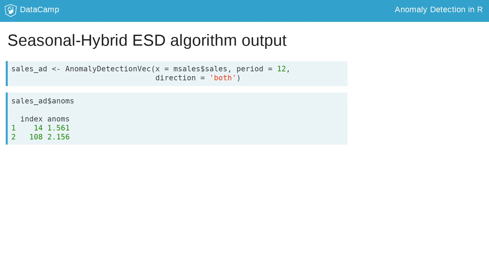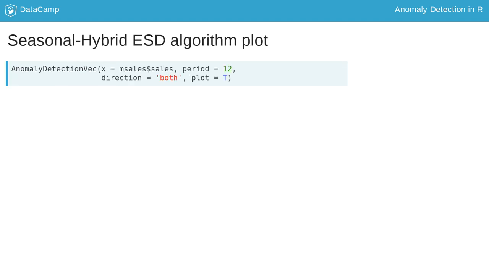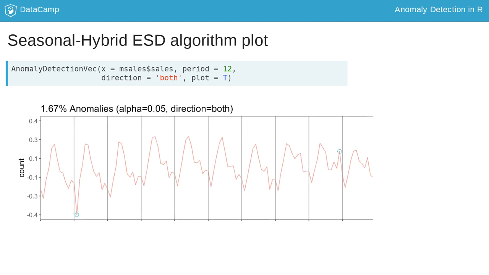Here, the data frame contains details of two anomalies that have been identified. The first of these is in row 14 of the msales data, with a revenue of $1.561 million. Finally, the additional argument plot equals true instructs the function to display any outliers identified using a time series plot. The two anomalies identified by the algorithm are shown as blue points on the time series plot.